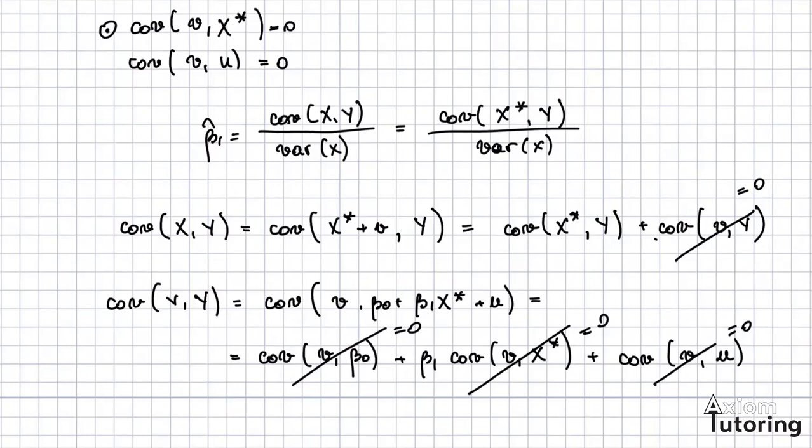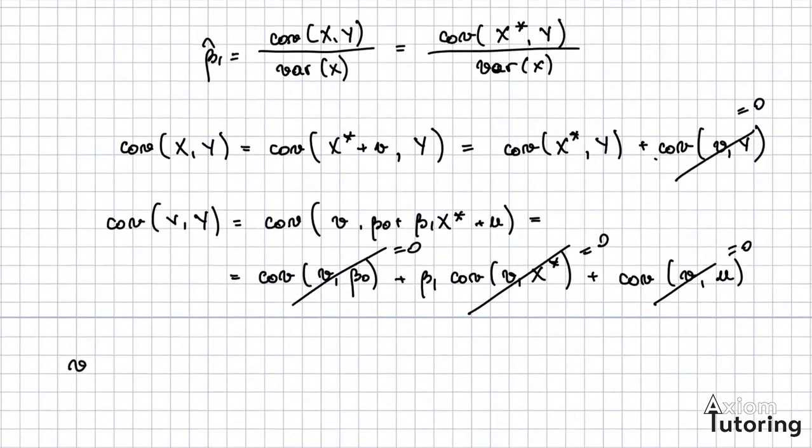So we did the expansion of the numerator. Let's now do, as a second step, the expansion of the denominator. So variance of x. What is the variance of x? Well, we know that x is x star plus v.